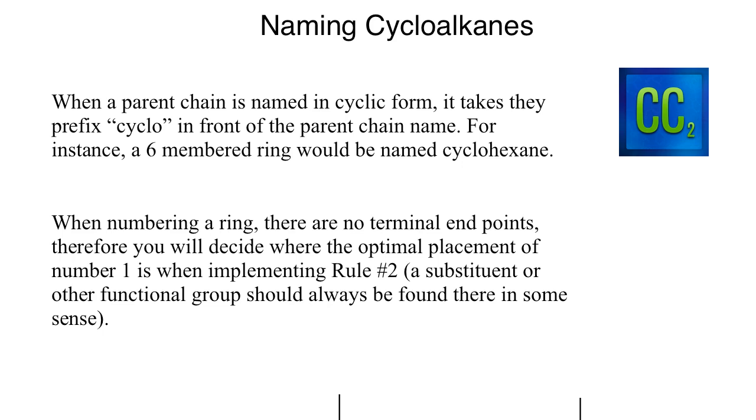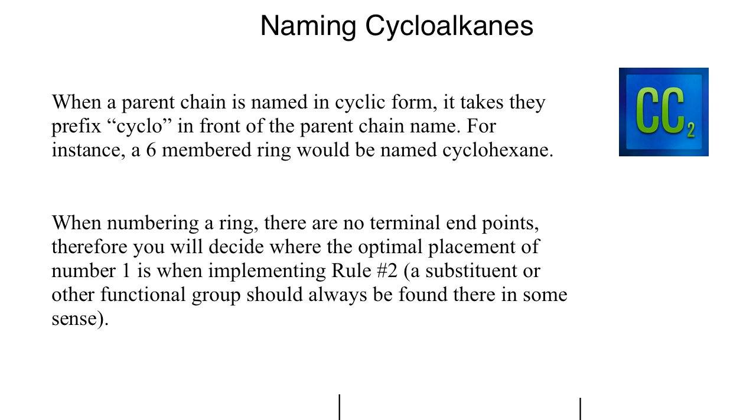When a parent chain is in a cyclic form, it's going to use the prefix cyclo. So if you have a six-membered ring, it's not just called hexane, because that would be the straight chain version. It's going to be referred to as cyclohexane, or cyclopentane if it's a five-membered ring. Now keep in mind you can't go lower than a cyclopropane, which would be a triangle, because once you only have 2 points, you can only make a straight line. So there is no such thing as a cycloethane or a cyclomethane.